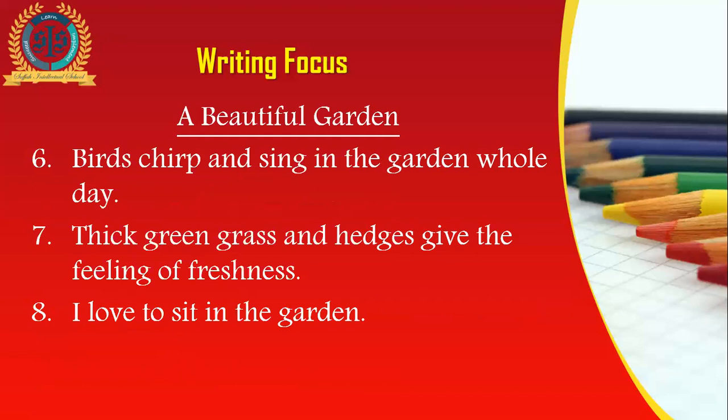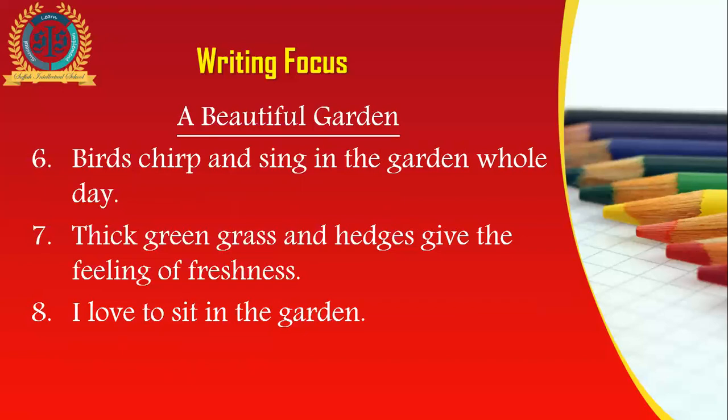Number 7, thick green grass and hedges give the feeling of freshness. Hedges are small bushes that are around some area to make a boundary of it. Normally we put them in the gardens or in the lawns to make a boundary of it. It's just called a hedge. So hedges and green grass both give the feeling of freshness because they are bright green in color, and they're so neat and clean, and they are washed with dewdrops. So that's why it gives a lovely feeling of freshness. Number 8, I love to sit in the garden.